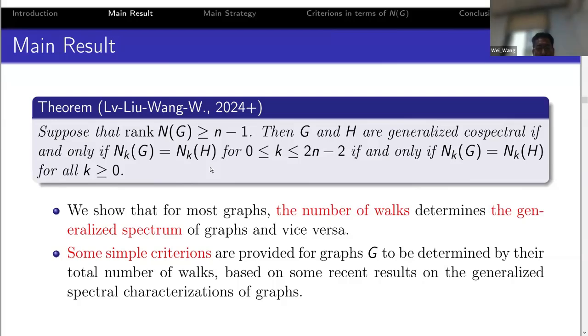So based on this theorem, we are able to give some criteria. We then reduce our original problem to the problem of generalized spectral characterizations of graphs. Then later we can give some criterion whether the graph G is determined by its total number of walks in terms of the Hankel matrix N_G.